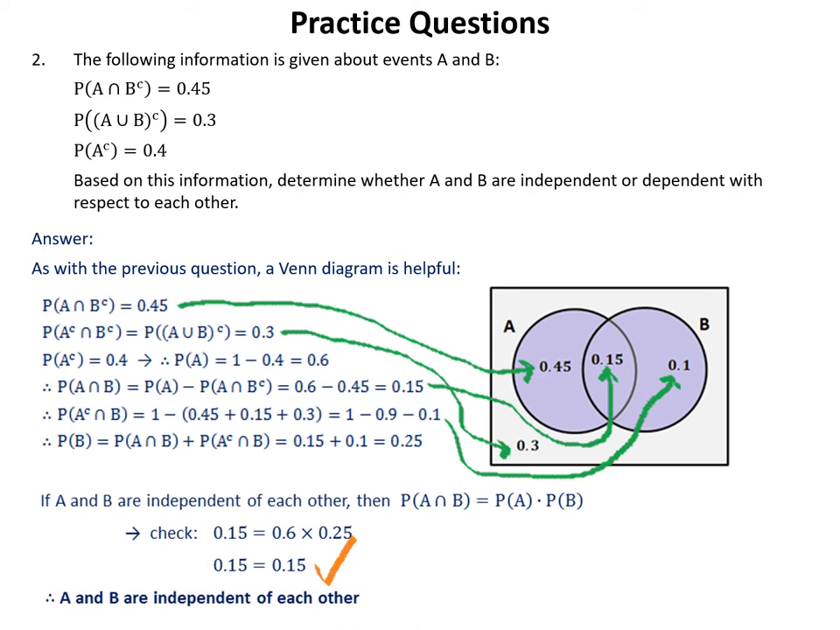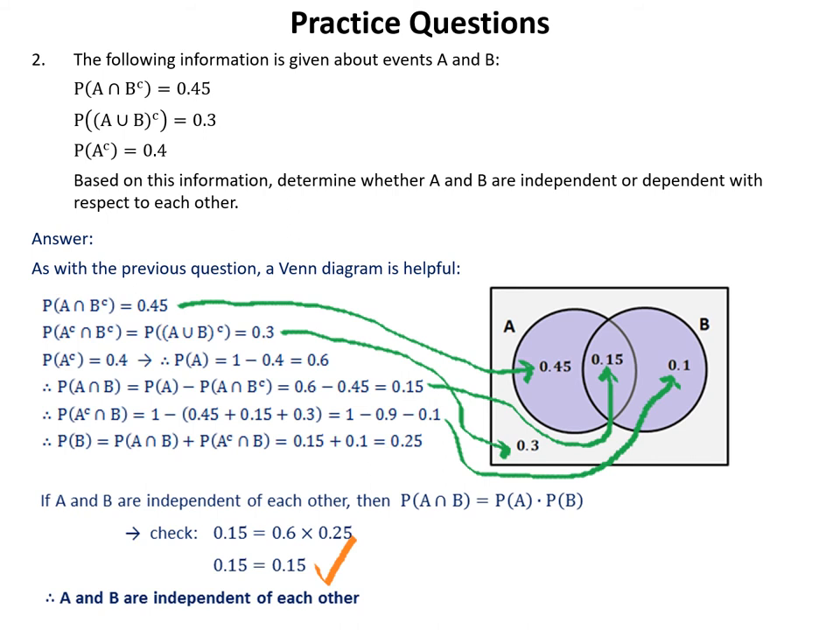Next, at this point, there are two remaining regions we don't have values for. There are four distinct regions overall, and we have values for two of them. Once we get three, then we can just subtract the sum of those three from one to get the last one. So we really need to figure out one more. We know that the probability of A complement is equal to 0.4. So we simply use the rule that the probability of A must be 1 minus 0.4, which equals 0.6.